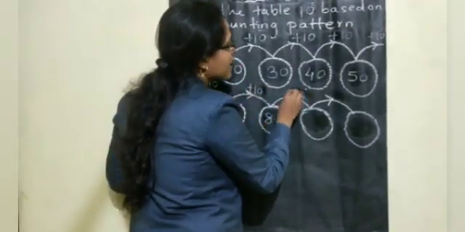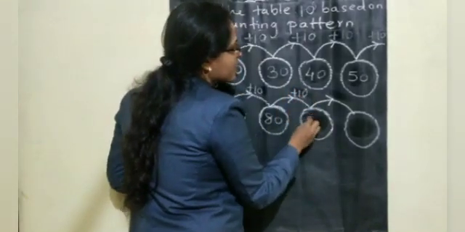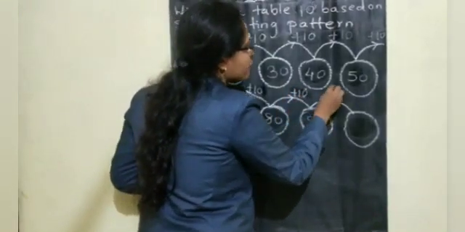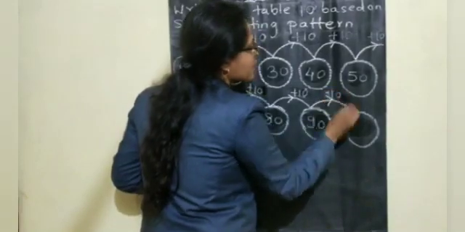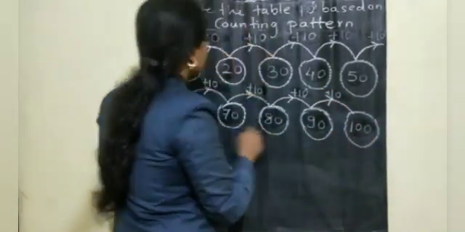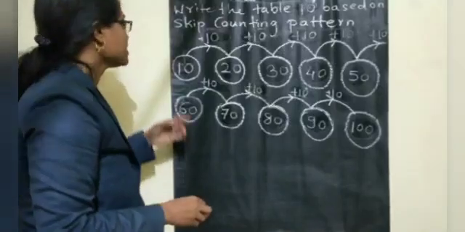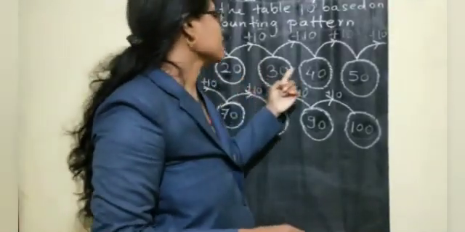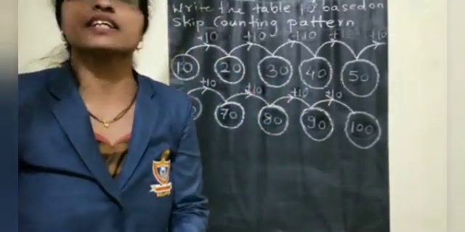For 80, again you add here plus 10. You will get the answer here, 90. And for the 90, you can add plus 10. You will get here the answer 100. And here the table of 10 is present. 10 ones are 10, 10 twos are 20, 30, 40, 50, 60, 70, 80, 90, 100.